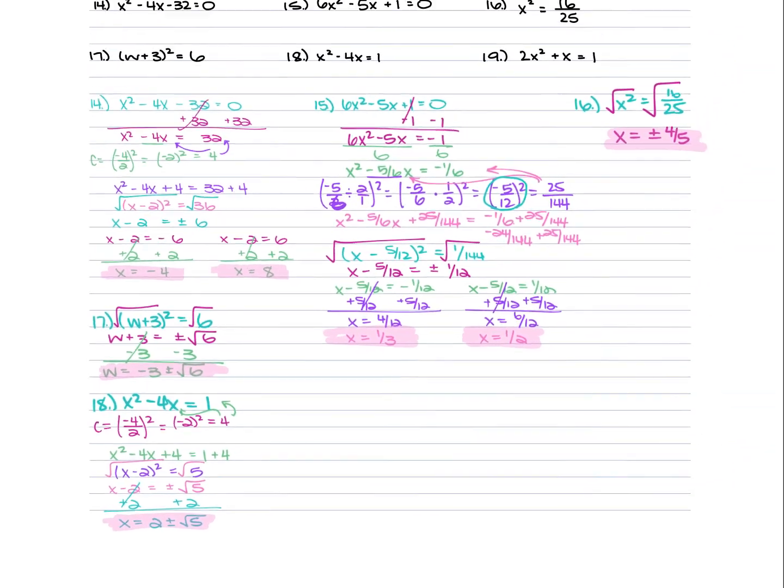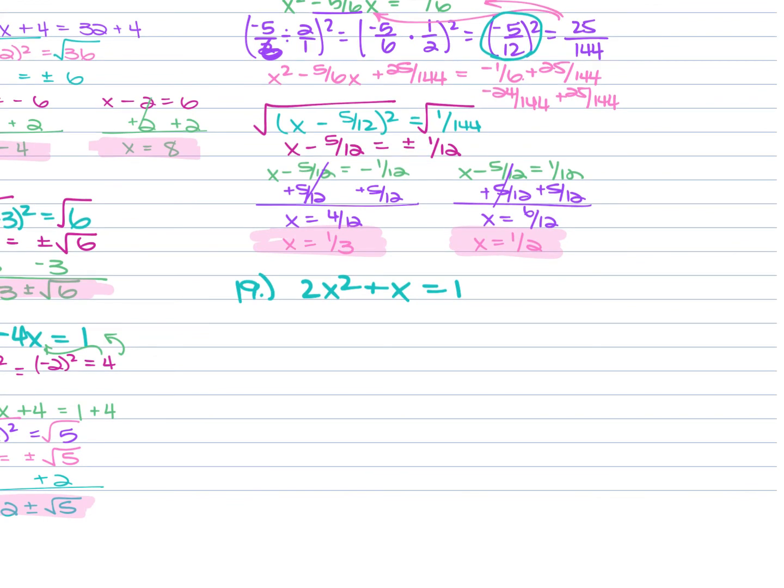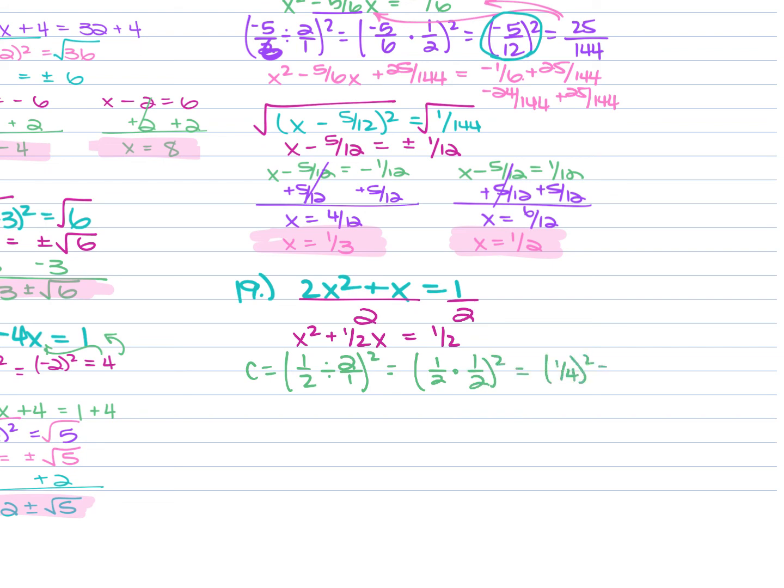For your last question on here, for number 19, you have 2x squared plus x is equal to 1. Again, we're going to solve this using the completing the square method. Because our a is something other than 1, we're going to divide each side by 2 to get x squared plus 1/2 x is equal to 1/2. In order to find c, we're going to take b, which is 1/2, divide it by 2, or 2 over 1, and square it. This turns into 1/2 times 1/2 squared, which is 1/4 squared, and that's 1 over 16.